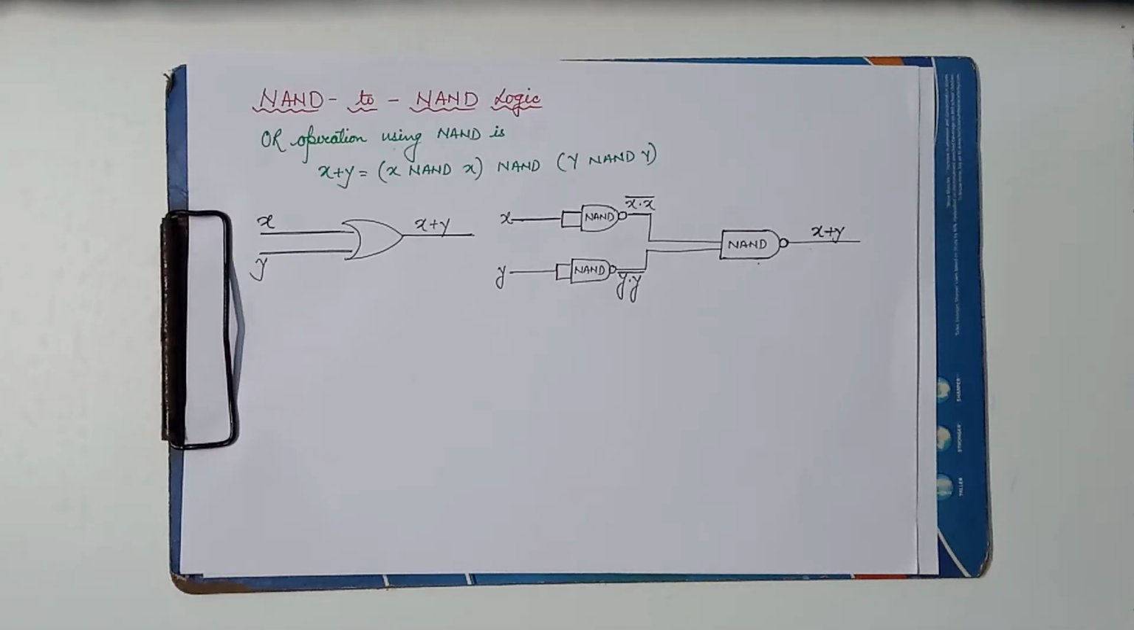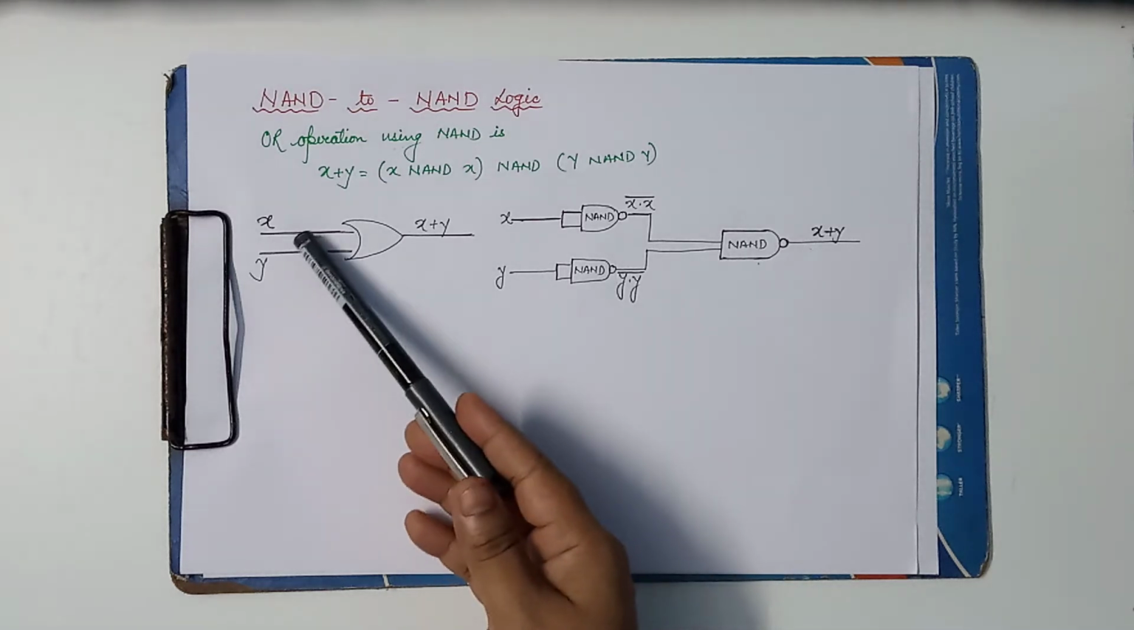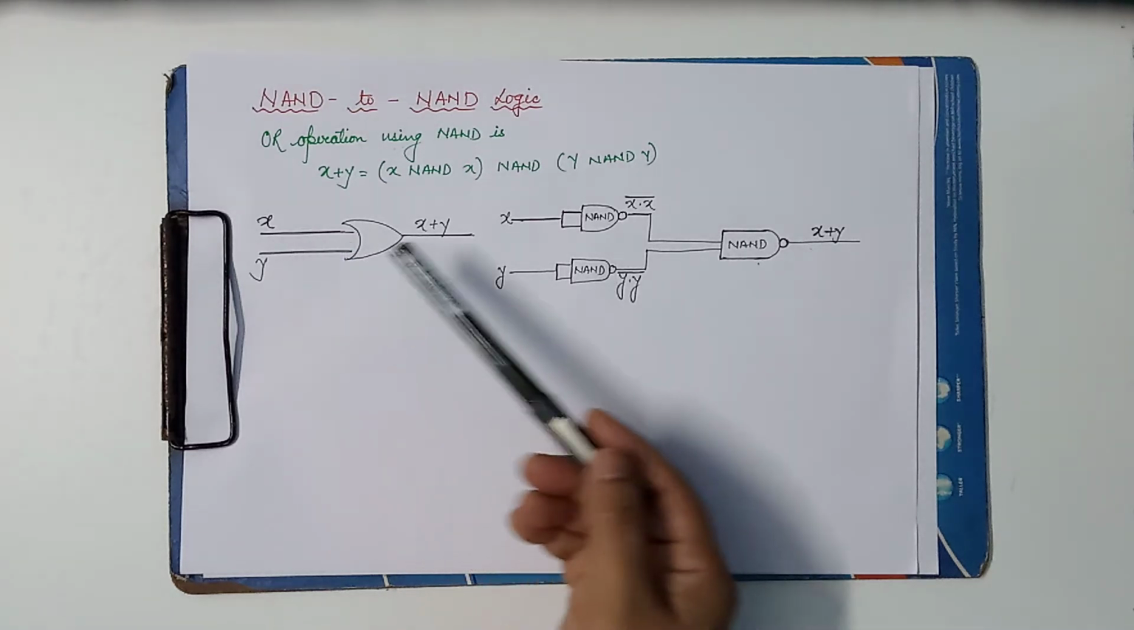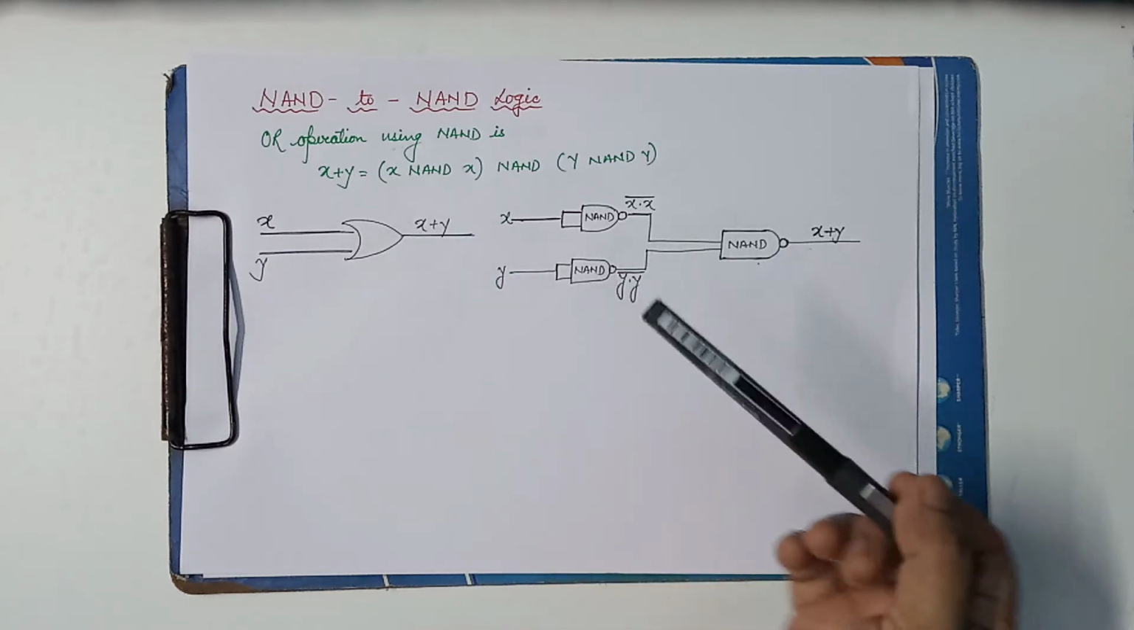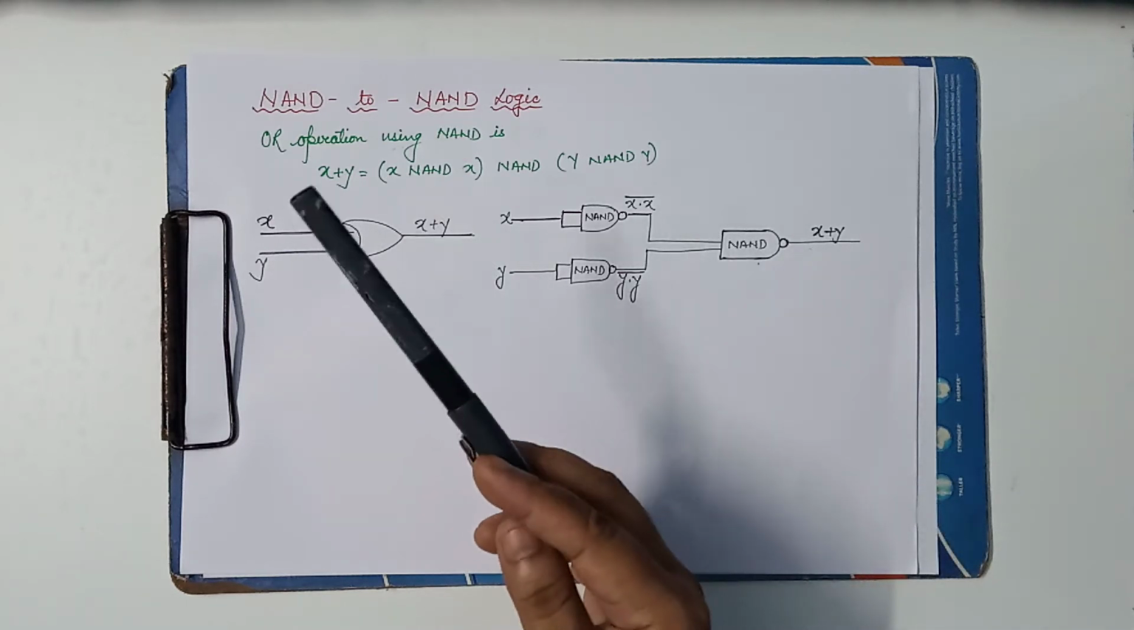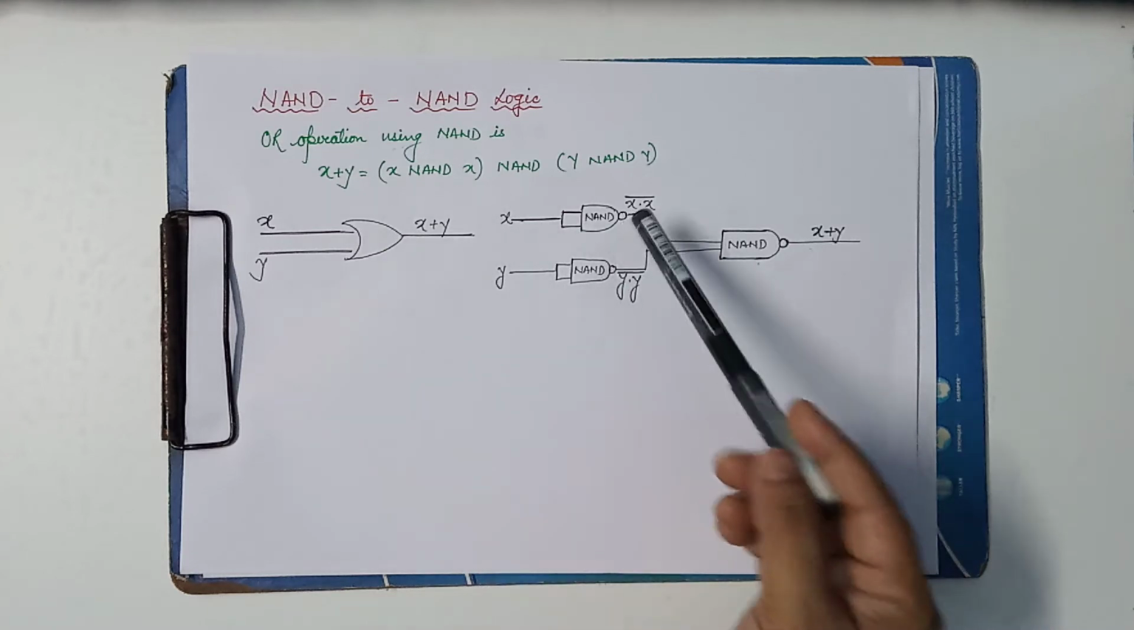Now let us see how the OR gate can be implemented using the NAND gate. First let us see the diagram of the OR gate. Here we have passed 2 inputs x, y and the output is x plus y. How can the same thing be implemented using the NAND gate? Please see, to implement the OR gate we need 3 NAND gates.